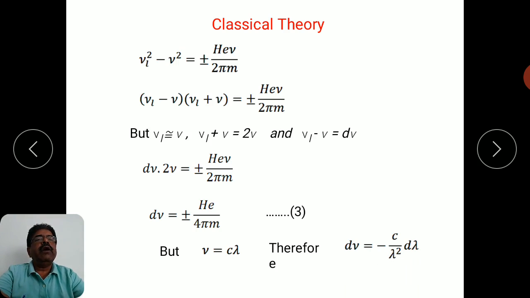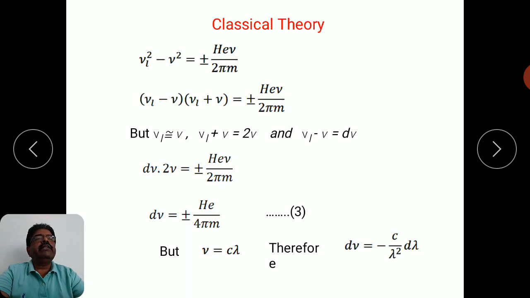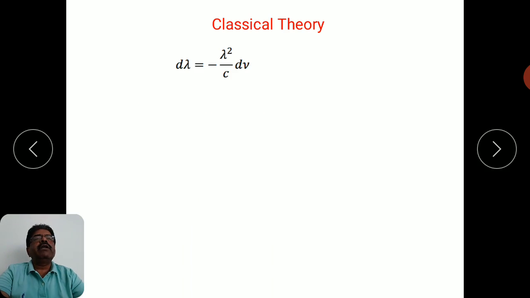So now you can convert this relation, which is in terms of frequency change dν. If you want this relation in terms of the wavelength change, then you can convert it in terms of λ. Therefore we have substituted ν is equal to c/λ, and by differentiating, dν will be equal to minus c upon λ square into dλ. So dλ is equal to, by just rearranging the terms here, minus λ square upon c into dν. Okay, so that is the relation here.